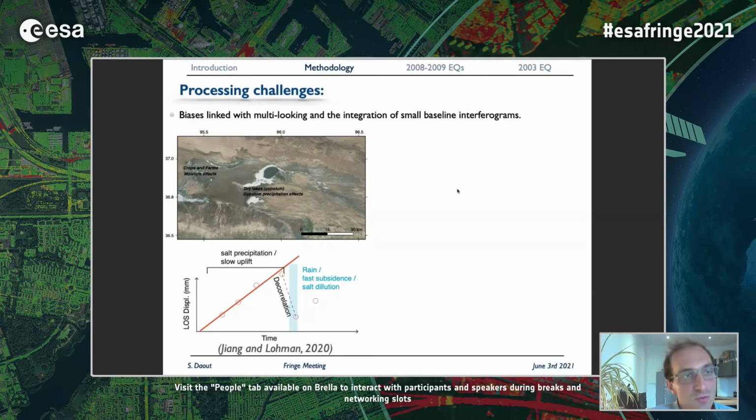The first one is linked, as we saw a lot during this FRINGE meeting, to the bias associated with multi-looking and the integration of small baseline interferograms, and more particularly within the Qaidam Basin, because it's a very arid environment. There are crops and farms, and there is also the presence of salts. And when there is a raining event, which are sparse, it creates quite strong phase change between 2 successive acquisitions, which leads to decorrelation or unwrapping errors.